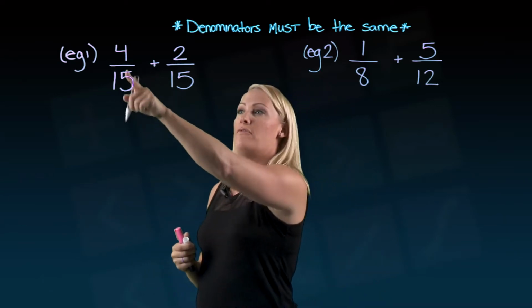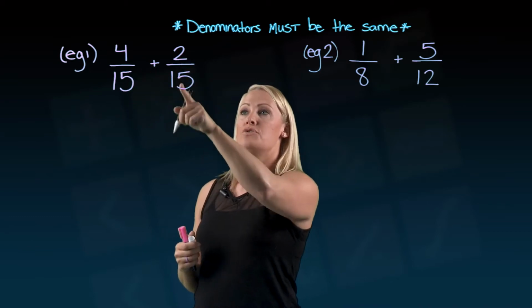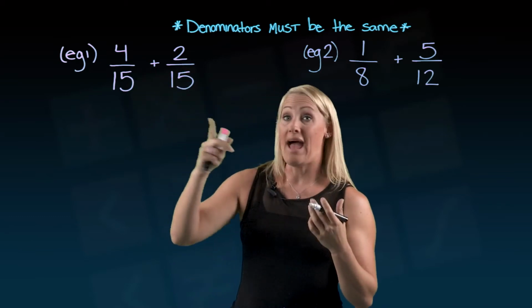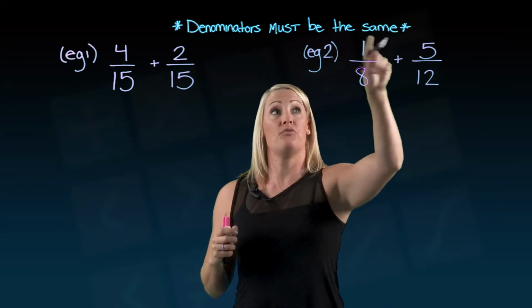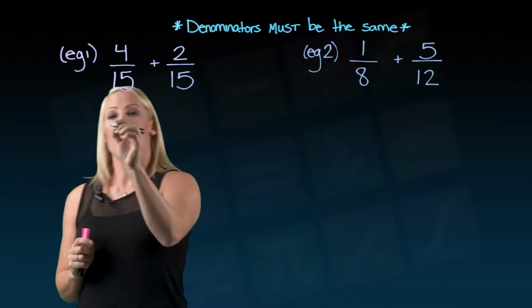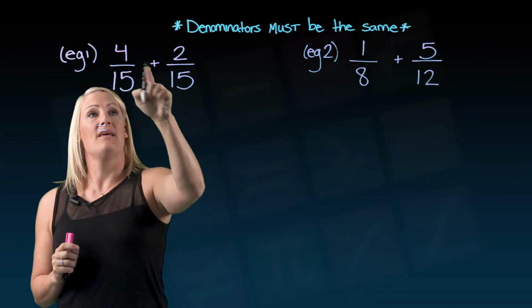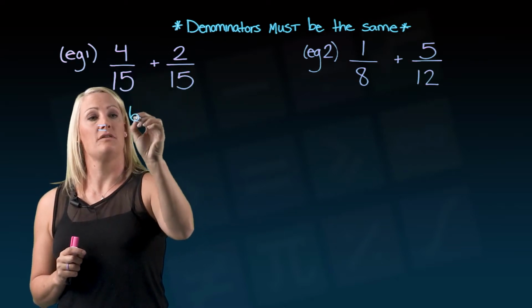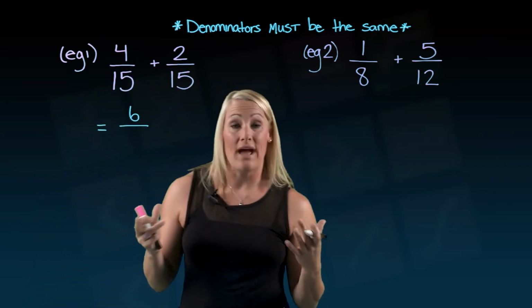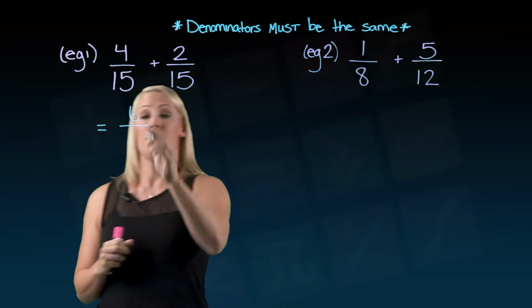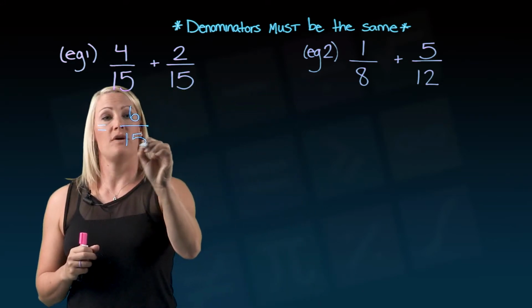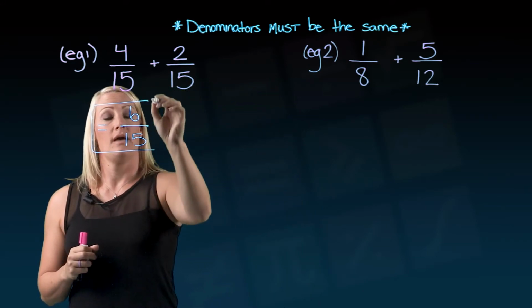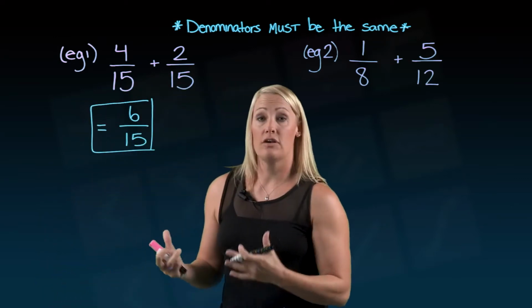Because I've got 4 over 15 plus 2 over 15, if I want to add those two together, the denominators must be the same, but they are. So I am going to just add 4 plus 2, which is 6. And then my denominators, I don't add those. I just leave them the same. So I'm going to put 15 as my denominator. And my final answer is 6 over 15.